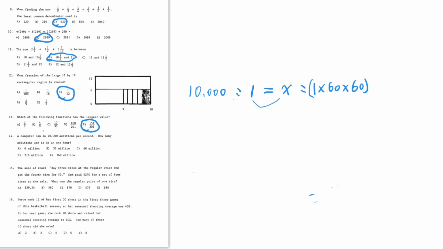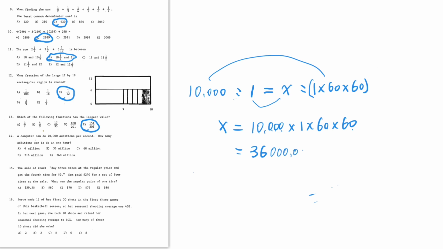Inside times inside, outside times outside: x equals 10,000 times 1 times 60 times 60. It's 36 followed by how many terminal 0s? 1, 2, 3, 4, 5, 6. Total 6 terminal 0s. So that's 36 million. That's the answer B.